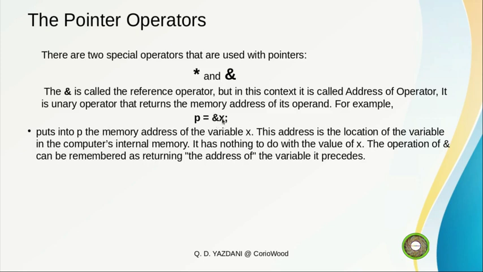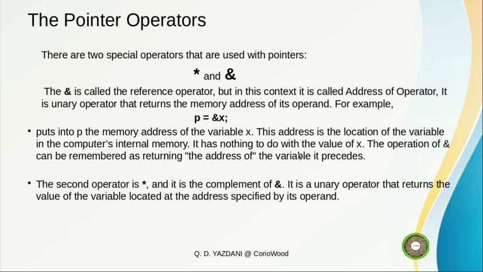So x has a memory address, and because we put an ampersand at the front, this is the reference operator, and it puts into p the memory address of the variable x. This address is the location of the variable in the computer's internal memory. It has nothing to do with the value of x. The operation of ampersand can be remembered as returning the address of the variable it precedes.